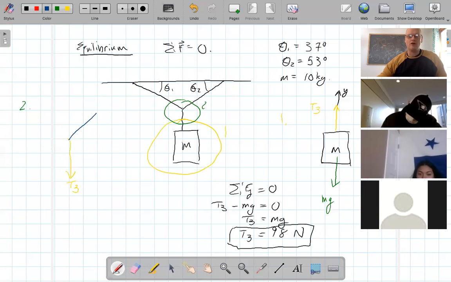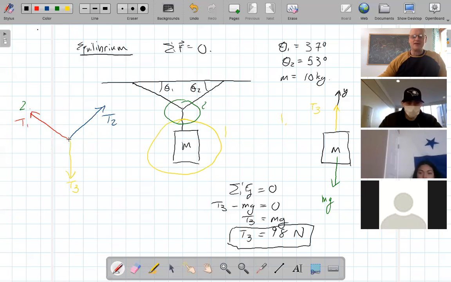T2 is going to go along the direction of this portion of the string. So that's going to be T2. And then finally, T3, in a color I haven't used yet, we'll use red, is going to go off in this direction along the direction of this chord. So this is going to be T1.